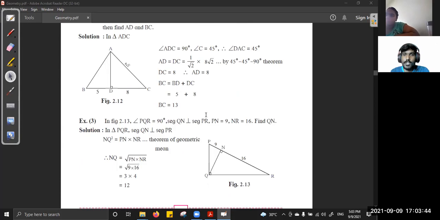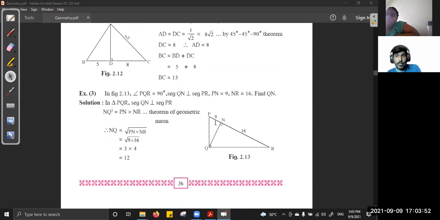6 sums today I have to do. Yes, 6 sums and the theorem. Which theorem? The Pythagoras theorem proof. Just don't write this statement. I want the proof also. Practice it. Okay, I'll send it in the WhatsApp group.